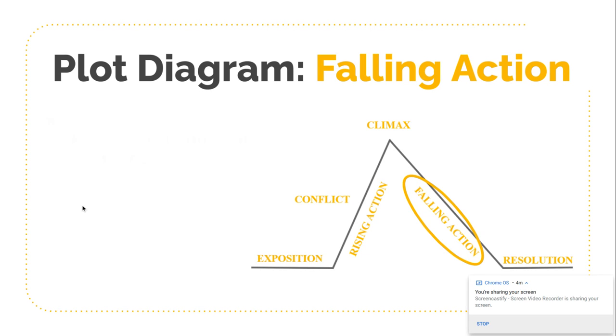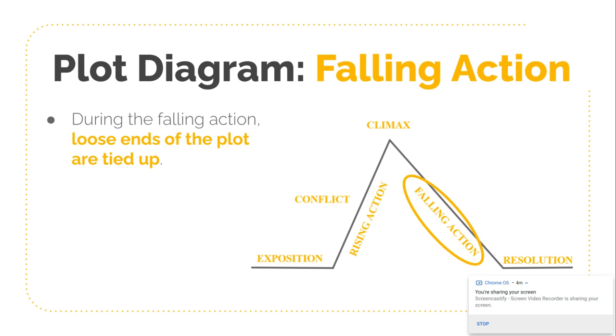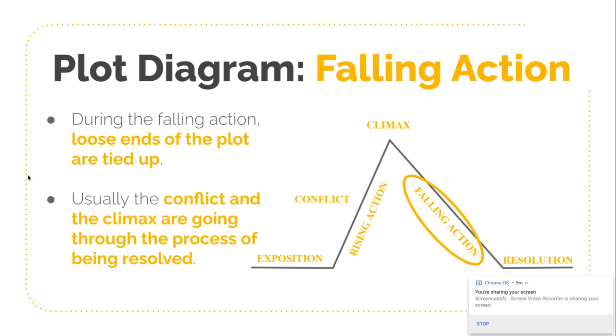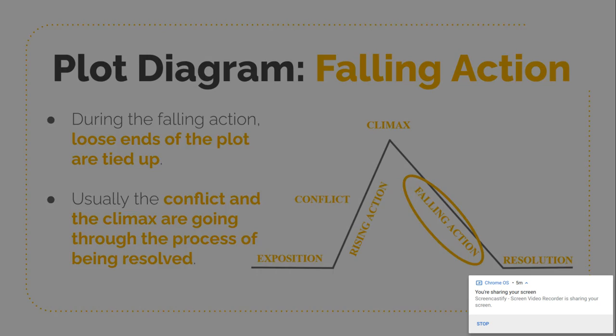Falling action is usually the little bits and pieces that result from the climax, and it's the loose ends of the plot that are being tied up. Usually the problem has been solved, but now you're starting to get, okay, this happened to this character. Okay, now we know what's going to happen at this point in the story. And usually the conflict and the climax are going through the process of being resolved. This part of the story is usually shorter because it's at the very tail end.